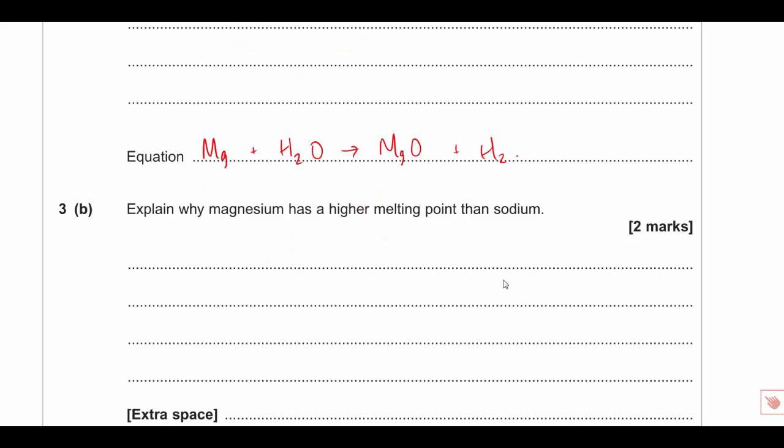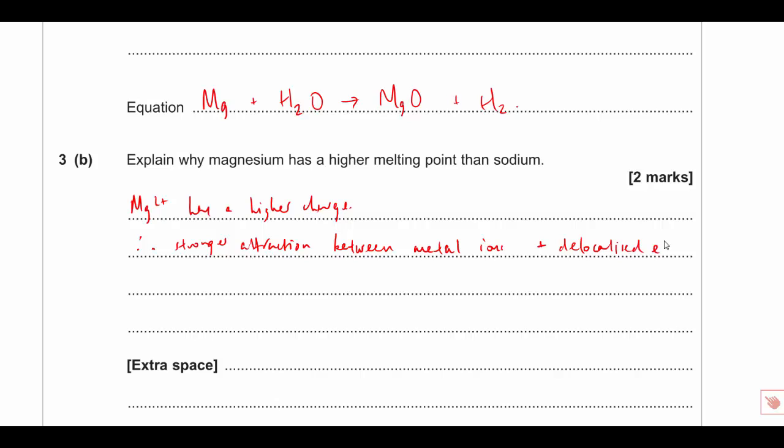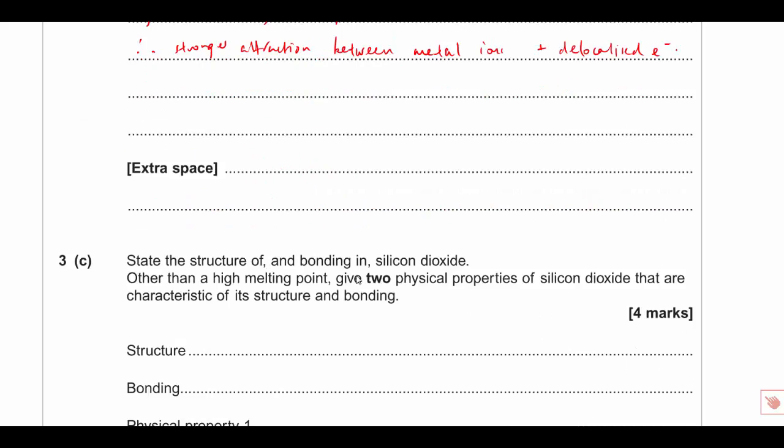Explain why magnesium has a higher melting point than sodium. Metallic bonding here. Mg2+ has a higher charge, so it's almost unit 1. Therefore, stronger attraction between metal ions and delocalized electrons. 2 marks. It's quite a nice one. That's very, very AS, really.